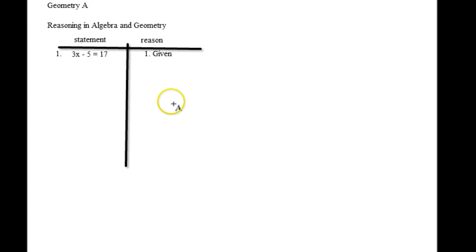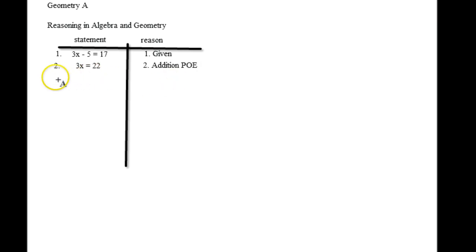So the first reason you're ever going to give for any of your reasonings is you're just going to say given. Step number 2, I'm going to add 5 to both sides, and I get 3x equals 22. Now the reason is, well, we said we added 5 to both sides, but why? Why can you add 5 to both sides? We're going to call that the addition, which it is called property of equality. I like to call it addition PO.